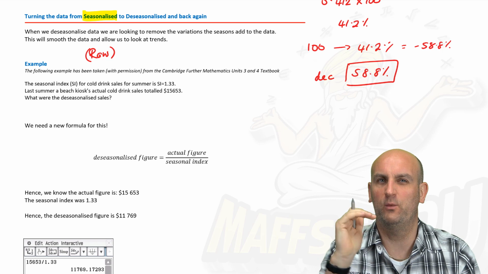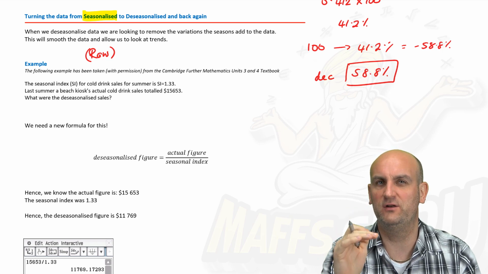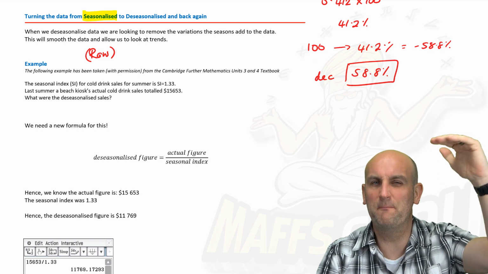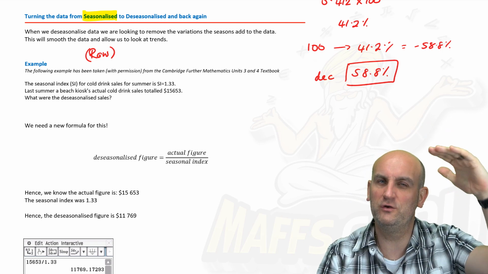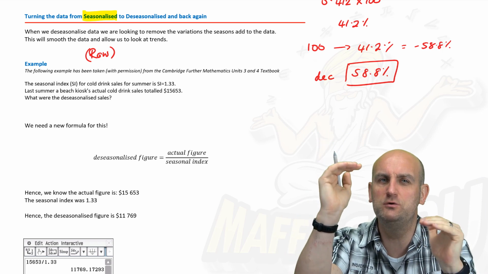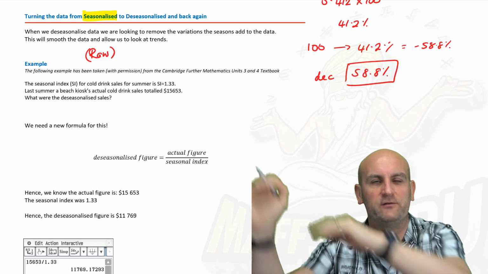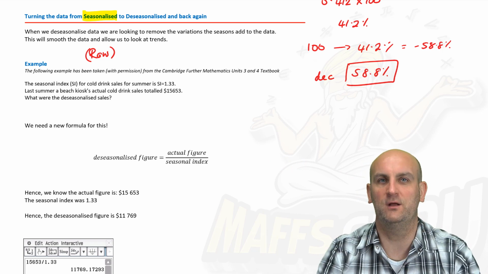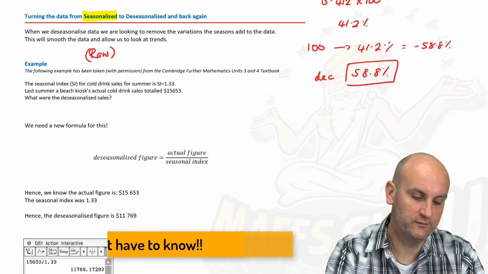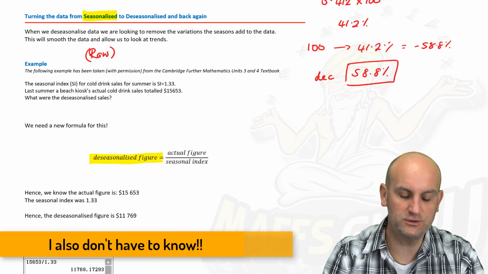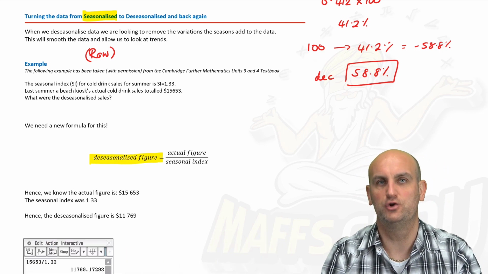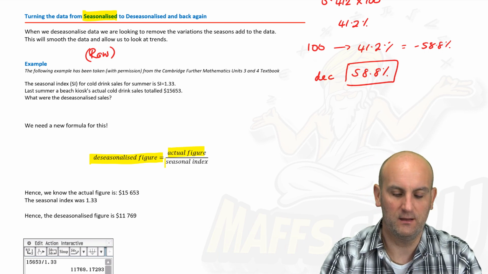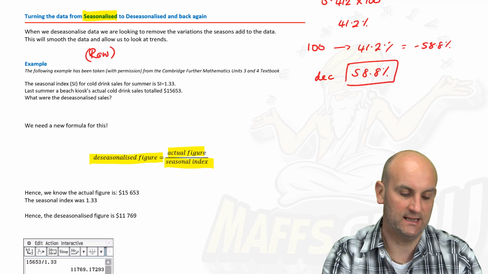So those months where we're significantly under the average, we bump them up a bit, mathematically. Those that are much higher than the average, we reduce them down a bit. We smooth out the edges to give it some sort of pattern that we can see an increase or a decrease. Why this works, luckily, you don't have to know. All you do have to know is the formula that I print here: to deseasonalize a figure, to smooth it, we take the actual figure and we divide it by its seasonal index.